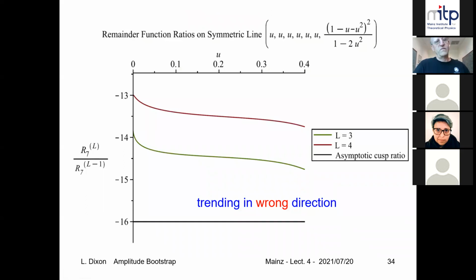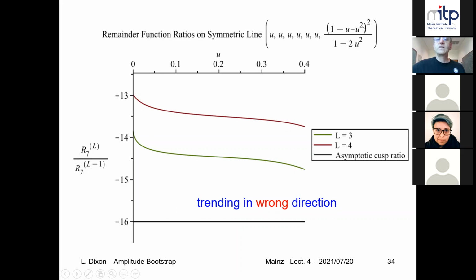Having lifted these symbols to functions, we now can plot them. And so, for example, we can plot the ratio of the remainder function at L loop to L minus 1 loop on a line which is symmetric, as symmetric as you can get.